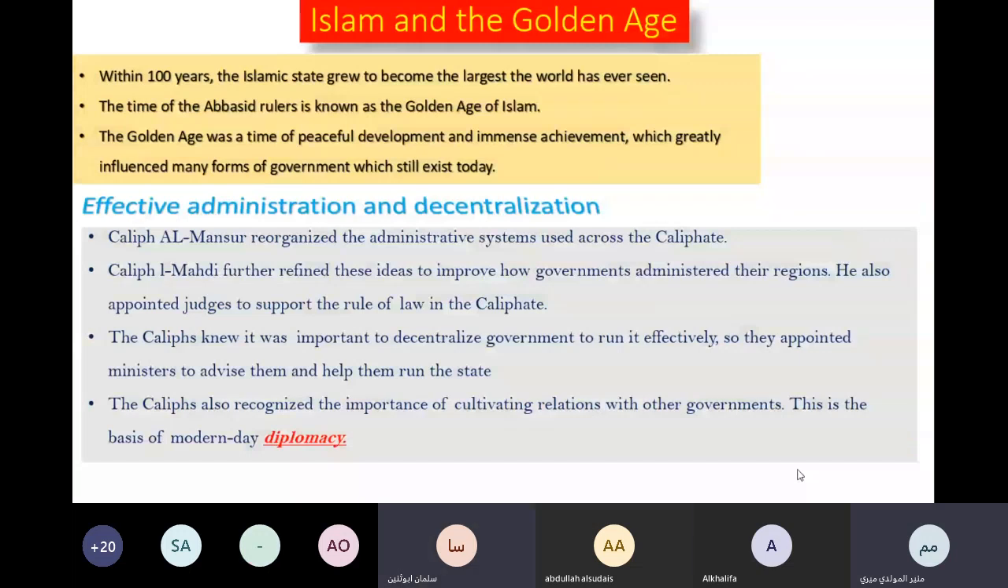Caliph al-Mansur reorganized the administrative systems used across the caliphate. Caliph al-Mahdi further refined these ideas to improve how governments administrate their regions. He also appointed judges to support the rule of the law in the caliphate. The caliphs knew it was important to decentralize government to run it effectively. So they appointed ministers to advise them and help them run the state. The caliphs also recognized the importance of cultivating relations with other governments. This is the basis of modern day diplomacy. Diplomacy. Very good.